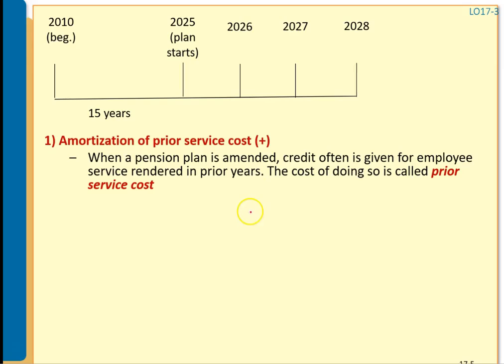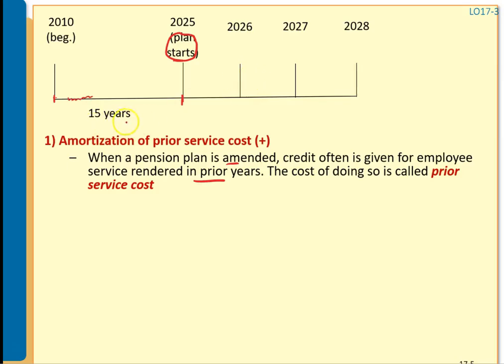This occurs when a pension plan is amended. Credit is often given for employees' service rendered in prior years, and that's called prior service costs. So let's go through an example. Let's just say a company started in 2010, and then 15 years later, they decided to incorporate a defined benefit plan. We'll just call it a pension plan.